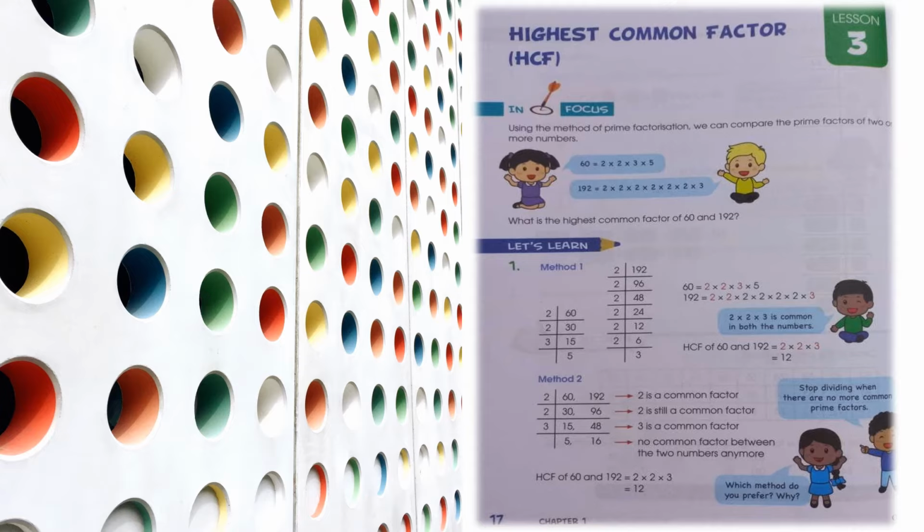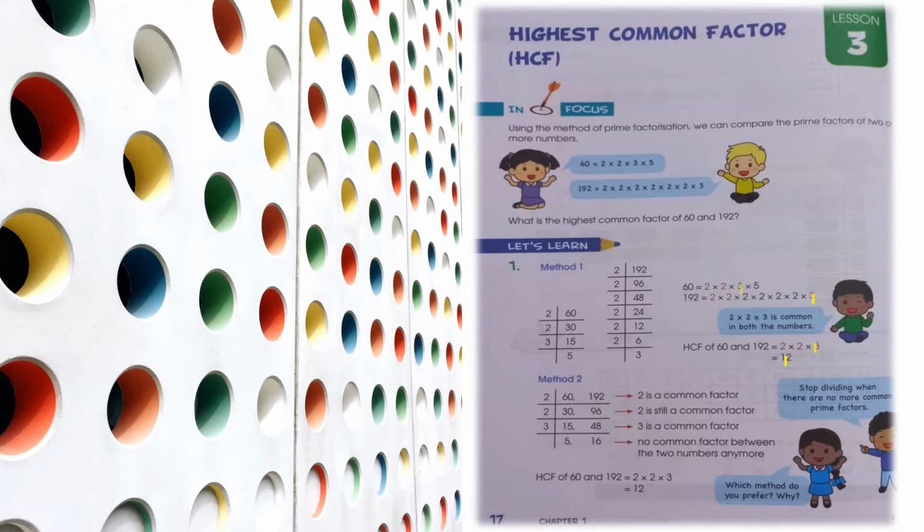Again, 2 is available in 60 and 2 is also available in 192. So another common factor is 2. Then we have 3, and as we can see, 3 is available in both 192 and 60. So the third prime factor is 3. But if we look at 5, we can see that 5 is not available as a prime factor of 192. So we stop here because we have only 3 common numbers between the prime factors of these two numbers. Now we multiply these 3 numbers with each other in order to get the highest common factor, which is 12. This is the first method.